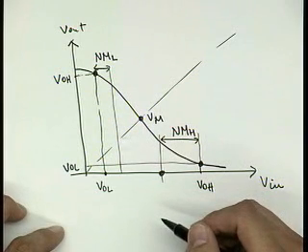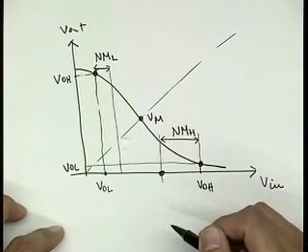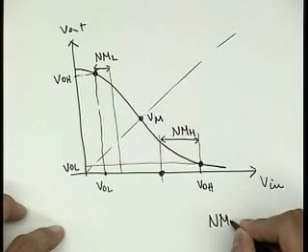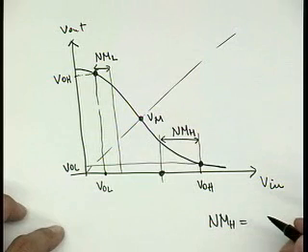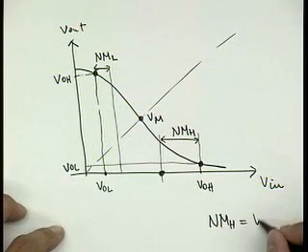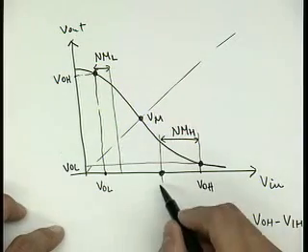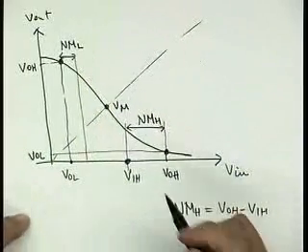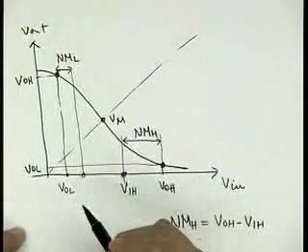VNI? How did we define noise margin? So noise margin high is equal to VOH minus VIH. So we have VIH here, right? And also similarly for this value.